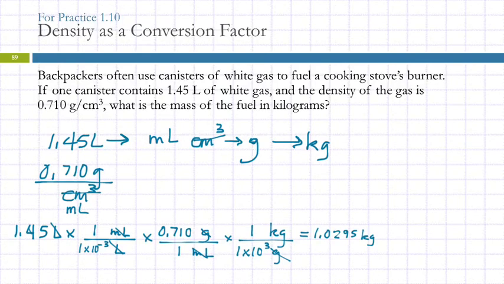How many sig figs? 3. 1.03 kilograms. I started with 3 significant figures. This is exact. This density, not exact. That's measured. So that has 3 sig figs, and then this is exact. So I end up with 3. Any questions? Yes?